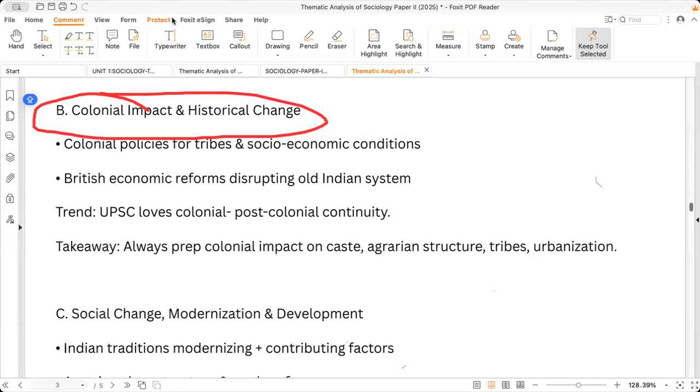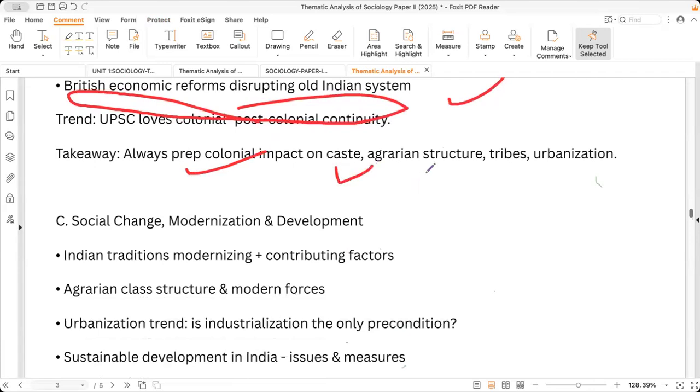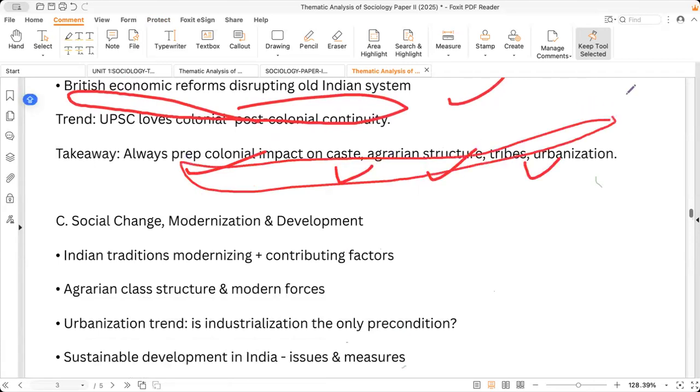Now UPSC loves post-colonial continuity. One or two questions will come every year. So always prepare the colonial impact on caste, agrarian structure, tribes, and urbanization. The modern concept of urbanization developed because they built white towns and black towns. You must have gone to different cities and seen a common thing called civil lines. Civil lines was a white town constructed by Britishers in which British officers and employees used to live. If you go to Delhi, Allahabad, or the southern cities, you will see civil lines here and there. That is the concept of the white town.